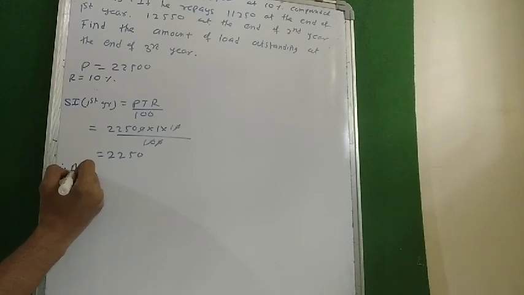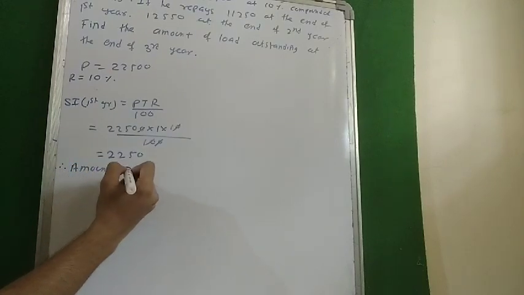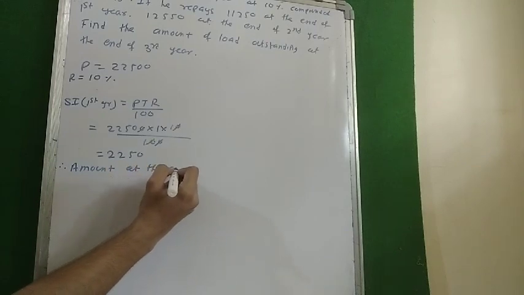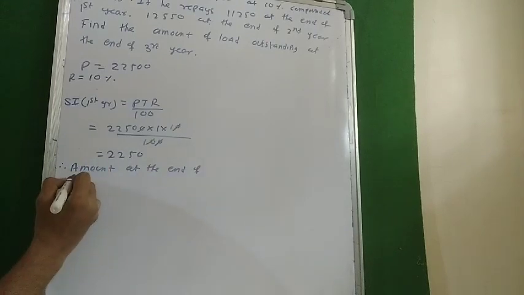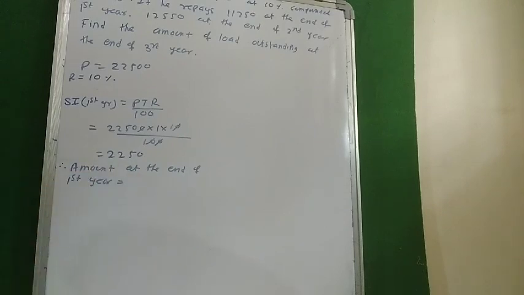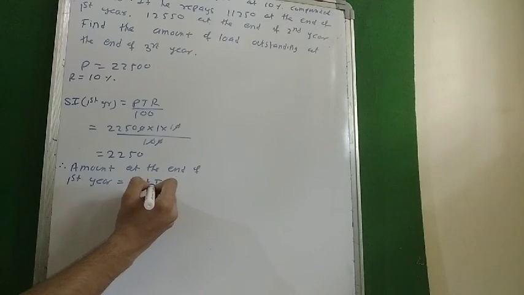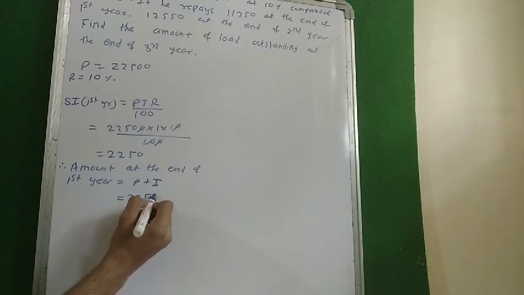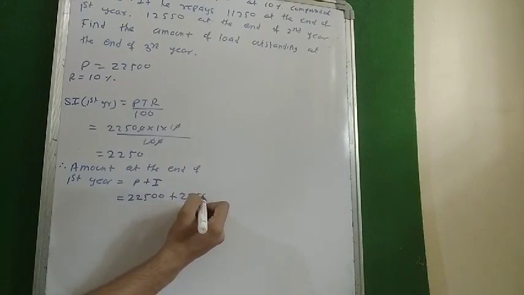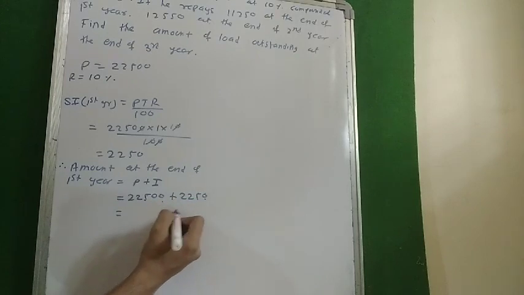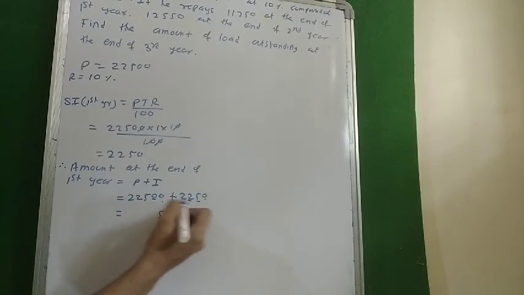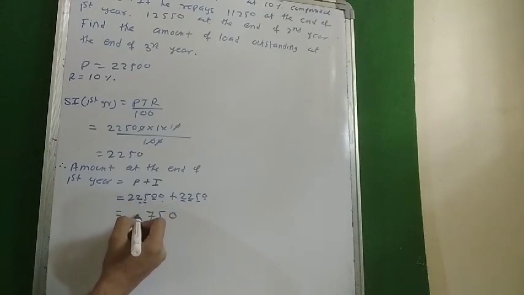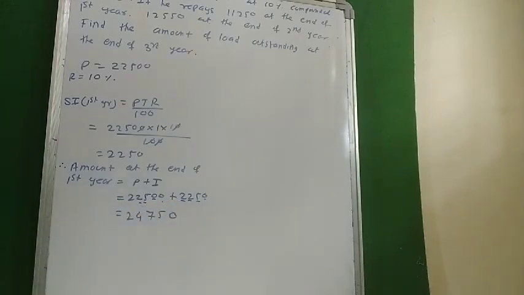Therefore, amount at the end of first year is principal plus interest. What is the principal? Principal is 22,500. Interest is 2250. When you add it, 0 0, it is 0. 5 plus 0, it is 5. 2 plus 5, it is 7. 2 plus 2, it is 4. And we have 24,750.